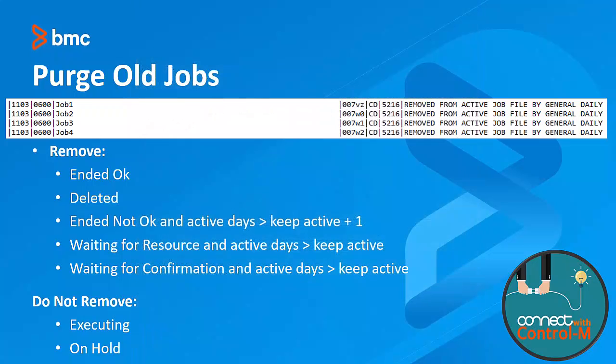When waiting on a resource, such as an unavailable host or a quantitative resource, they get removed when they have been active greater than the keep active value. And the same is true for jobs waiting for confirmation. Any job or folder that is still executing or on hold will not be removed by New Day.